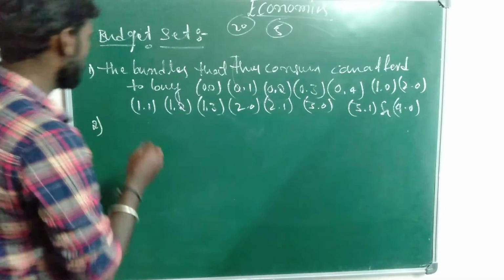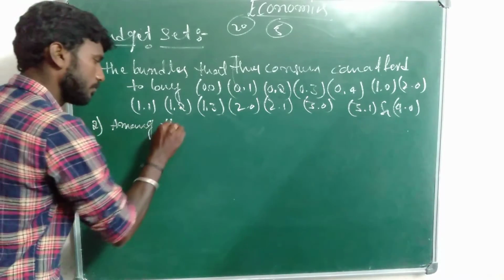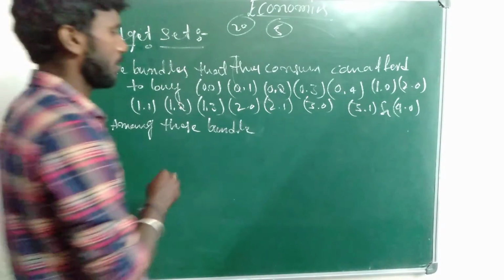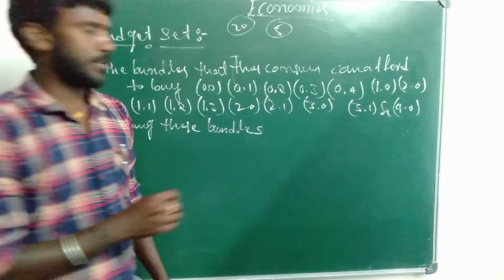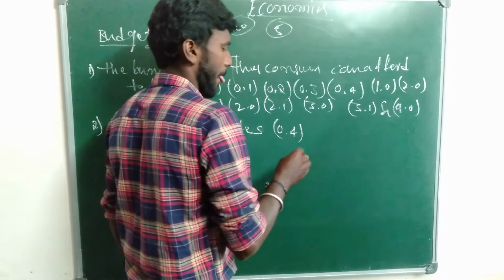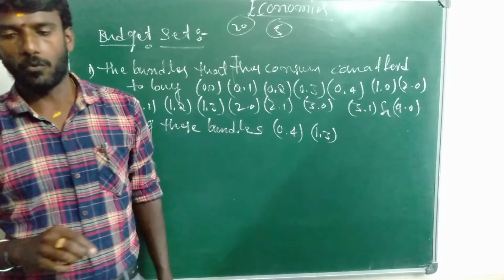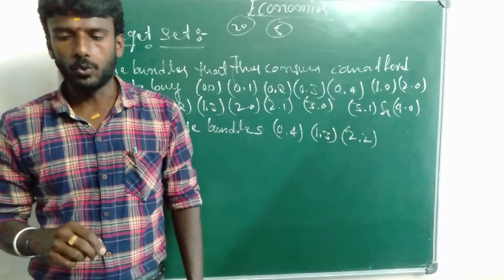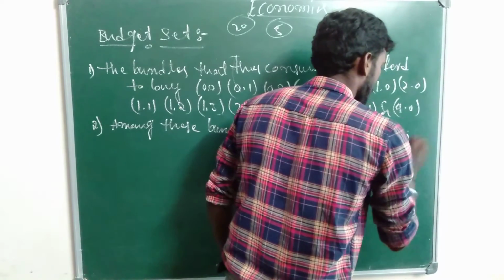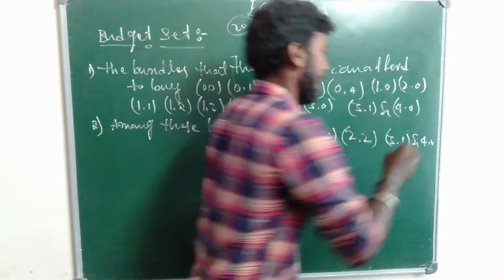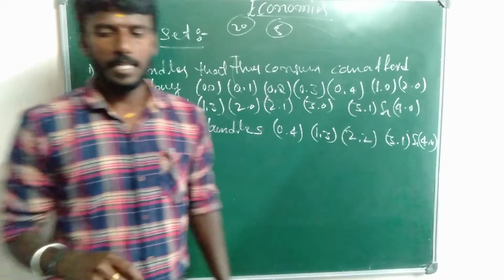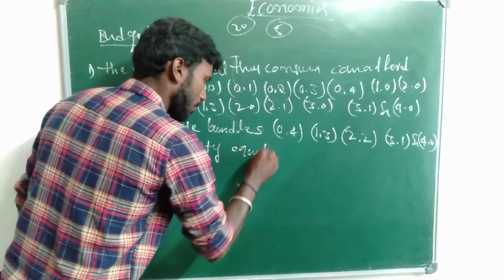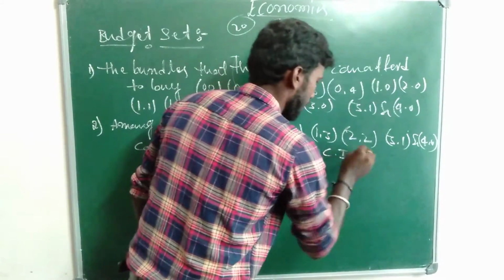Among these bundles, 04, 13, then 22, then 31, and finally 40, this cost is exactly equal to the consumer income.